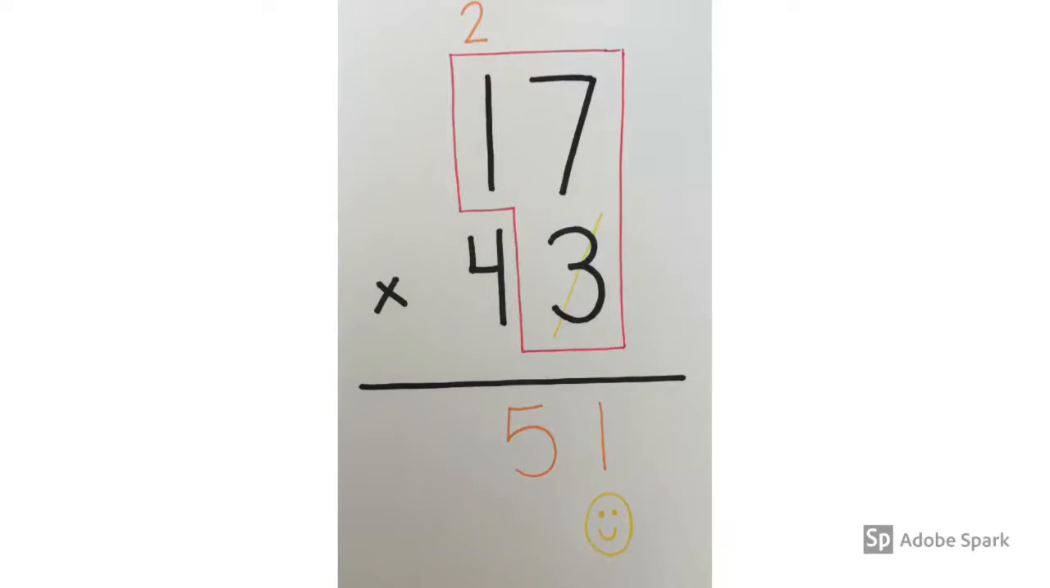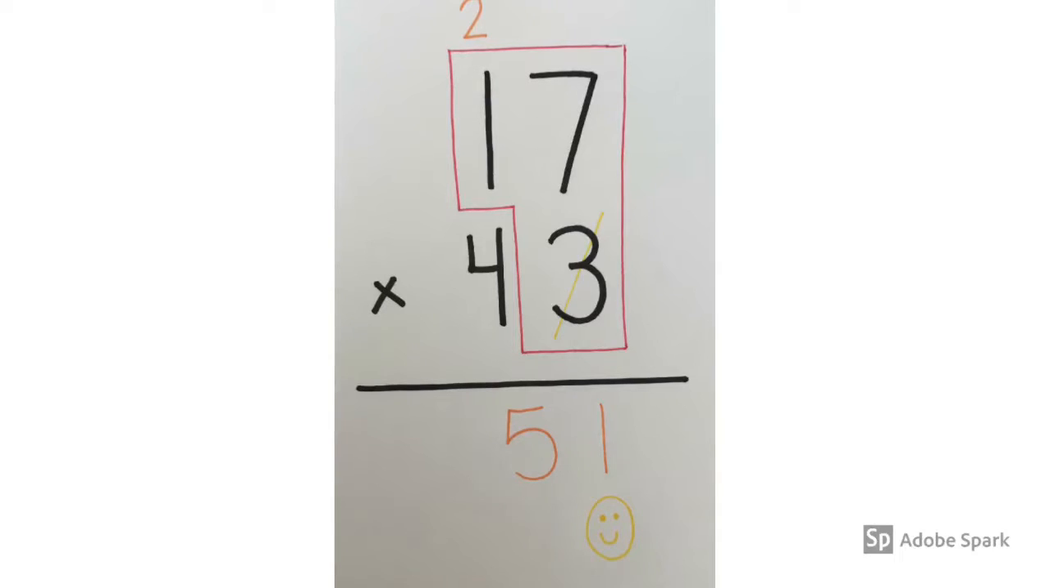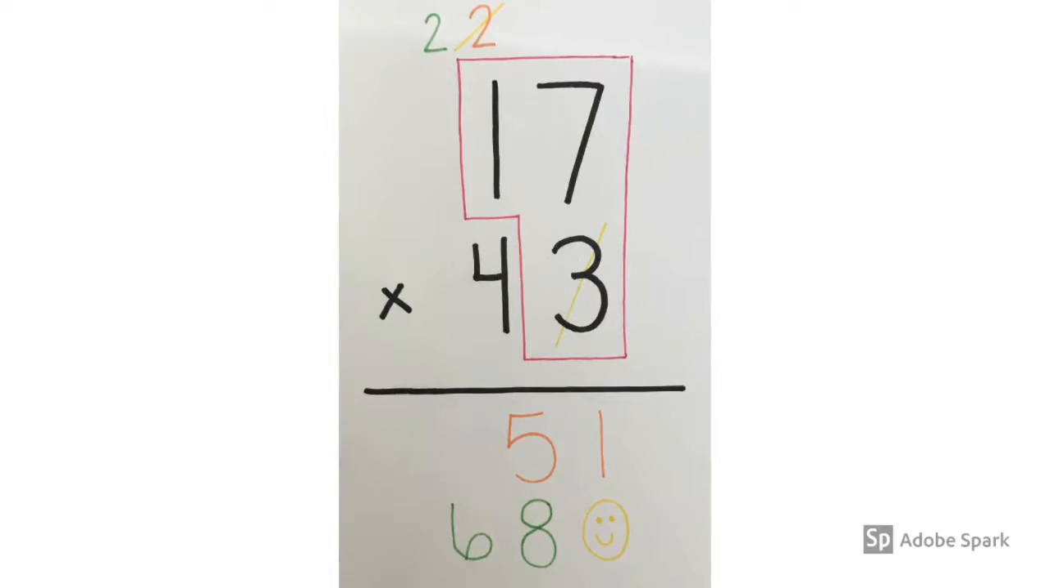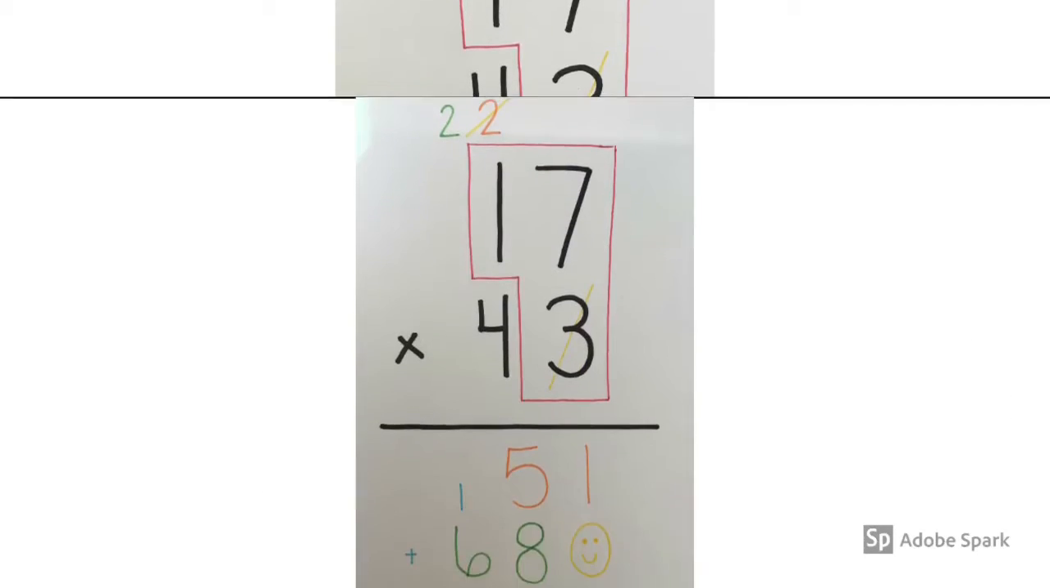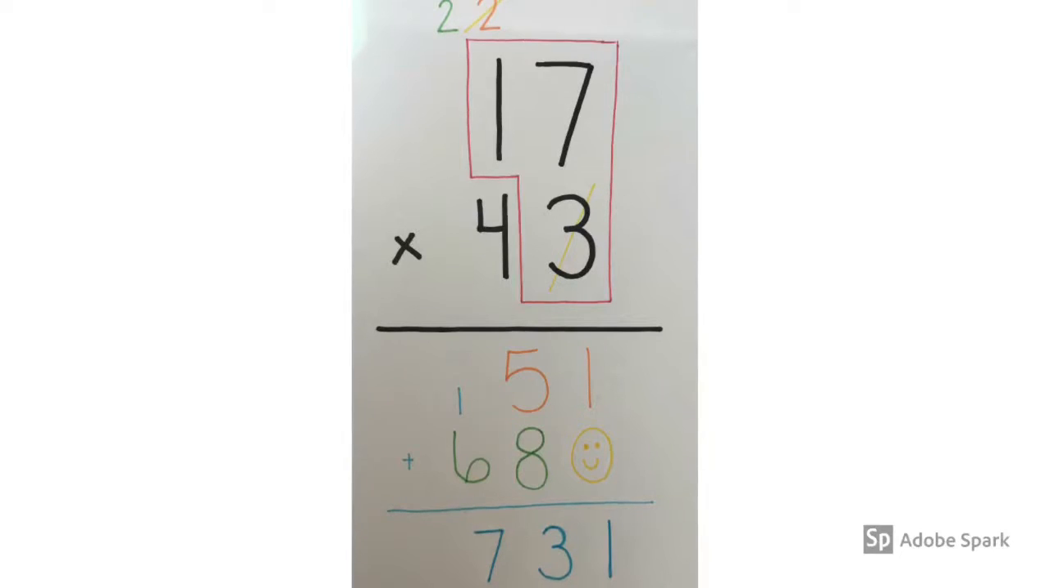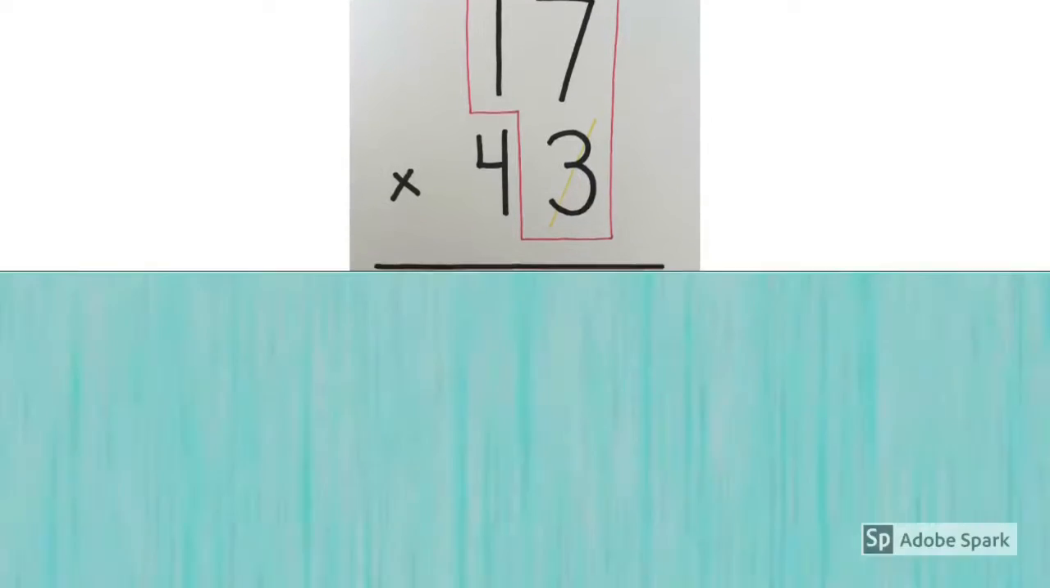Next, because we have two 2-digit numbers, we have to add a 0 under our first product, also known as making mama happy. Next, we repeat step 2, but this time we use the tens place of the bottom 2-digit number, getting the total of 680. Lastly, we must add the two products we got to get our final product of 731.